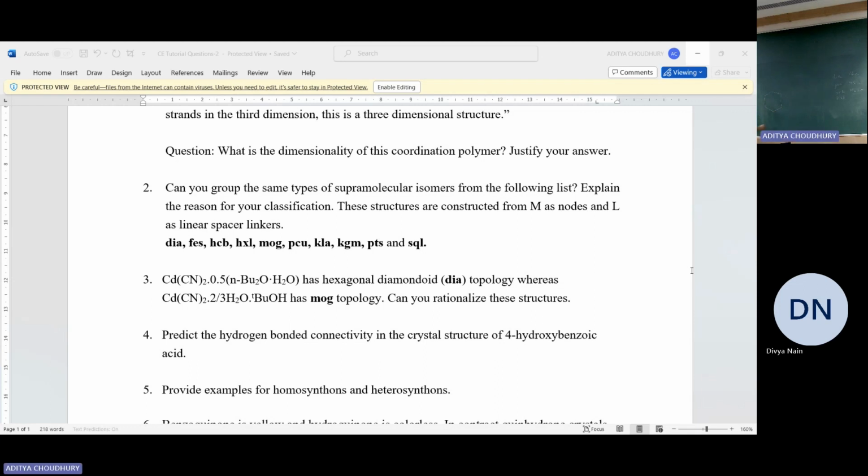Why I'm drawing hexagon? Okay, so you can draw, you can extend it. So consider this as your M. 1, 2, 3, 4, 5, 6. So for HXL, what is the next one?